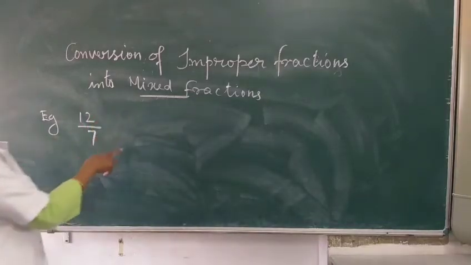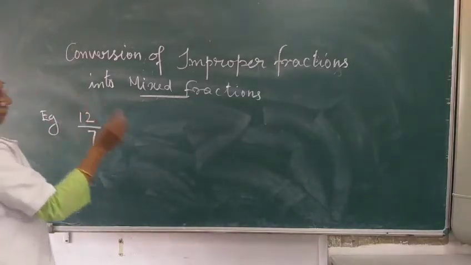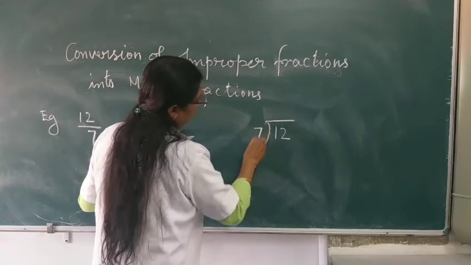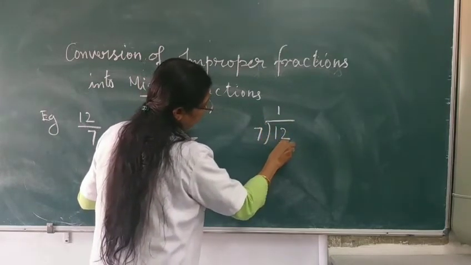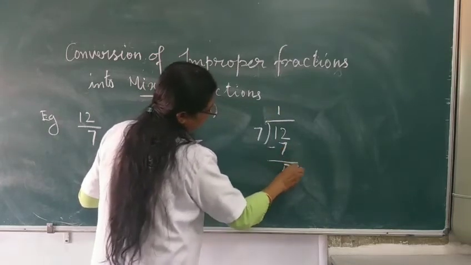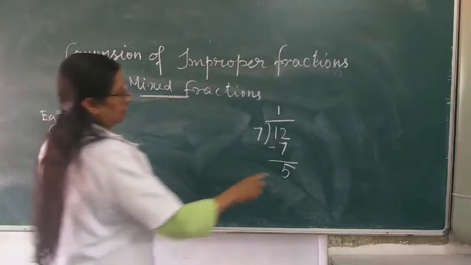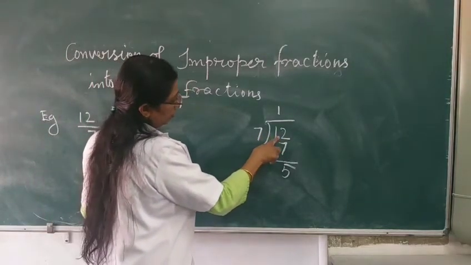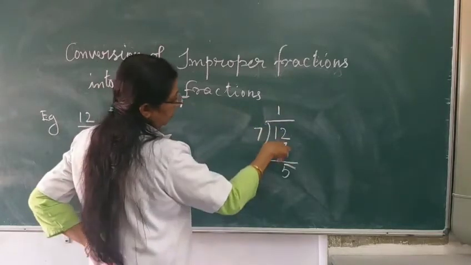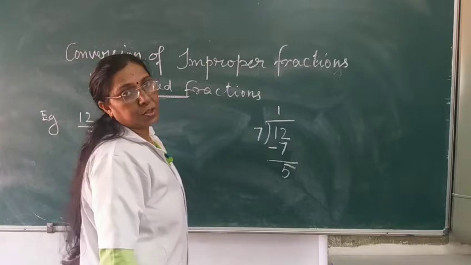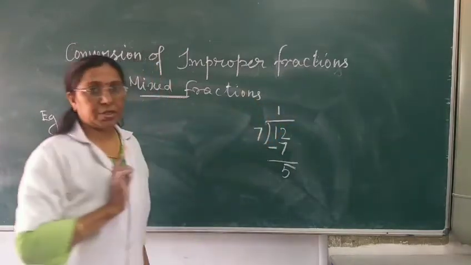For that, first you divide 12 by 7. We can divide 12 by 7 only one time. 1 times 7 is 7. Then subtract: 12 minus 7 is 5. 5 is the remainder. What is the quotient? 1 is the quotient.